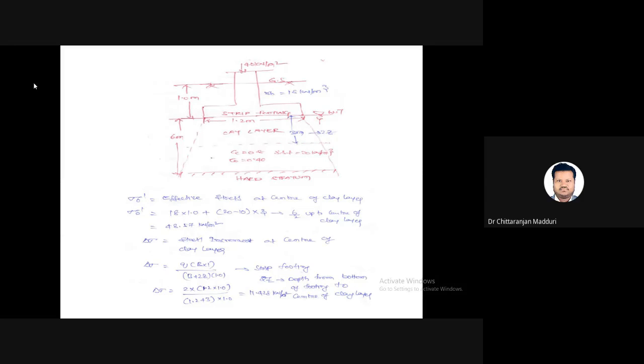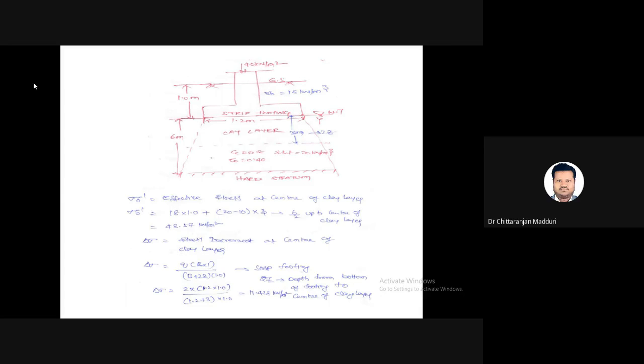So here gamma sat equal to 20, gamma w equal to 10. So in z, we need to consider up to the center of the clay layer. The total thickness of the layer is equal to 6, so up to the center of the clay layer we need to consider z equal to 3 meters. So effective stress at the center of the clay layer equal to 48.57 kN per meter square.